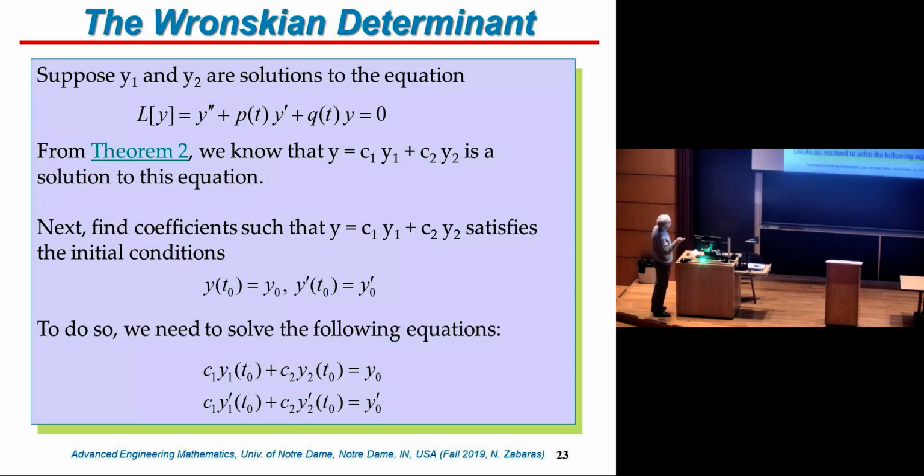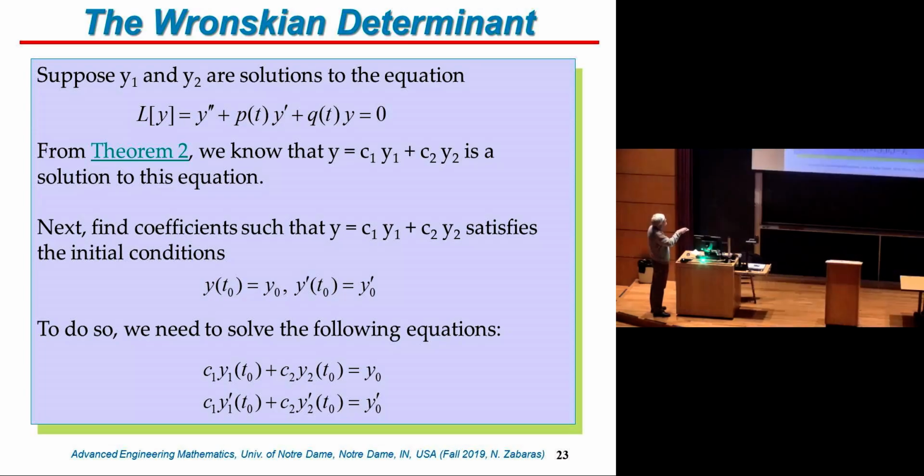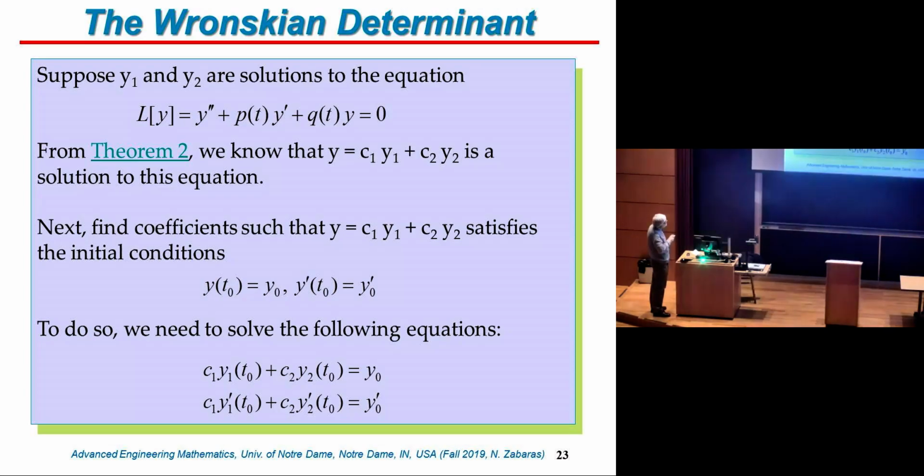Well, let's try it, right? So y is the combination of y1 and y2. So y at t0 is going to be equal to this, right? And if I take derivatives of that, y prime at t0 is going to be what is given on the left-hand side of the second equation. Nothing fancy. So look at those two equations and tell me under which conditions this solution y satisfies the initial conditions.